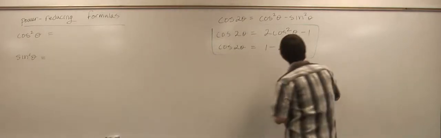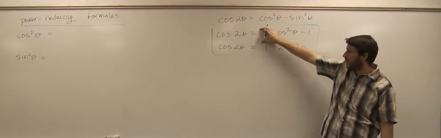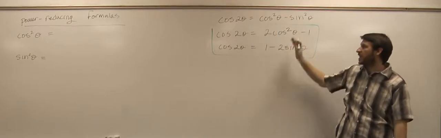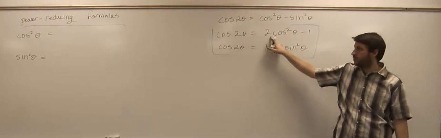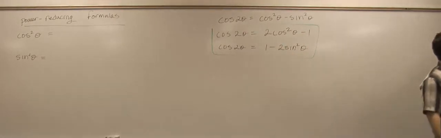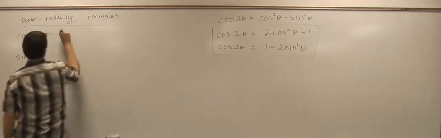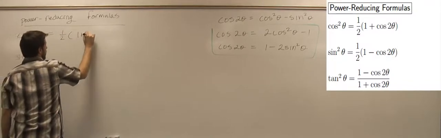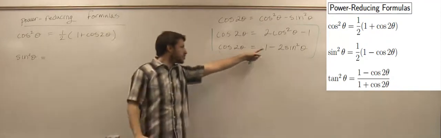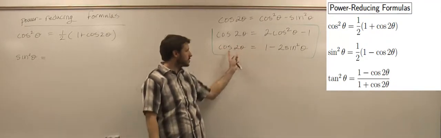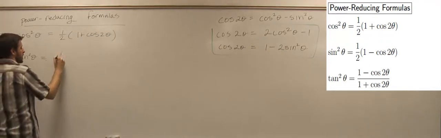So if you come over here, since this is an identity, since this is established, it's true for all theta, you can start manipulating it and move the 1 over to the other side and divide by 2. You get this. And if you take this one and you subtract the 1 and then divide by negative 2, it ends up giving you this.